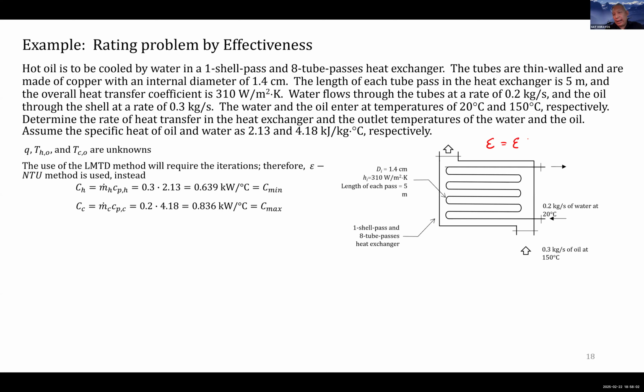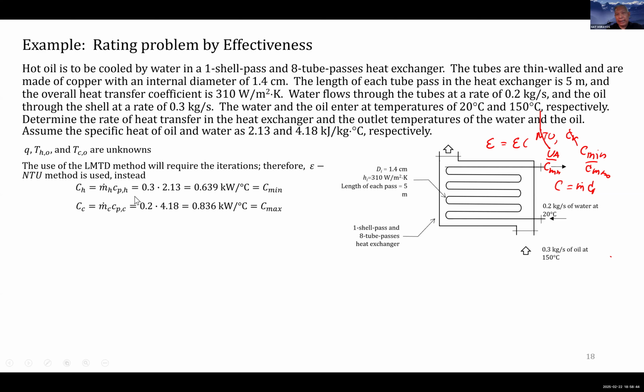By knowing that my epsilon is a function of NTU and CR. The NTU is UA over C min. CR is C min over C max. Big C over here is the m dot multiplied by CP. There are two big C, one of which is big CH, another one is big CC. Big CH is equal to m dot H CPH. Big CC is equal to m dot C CPC.